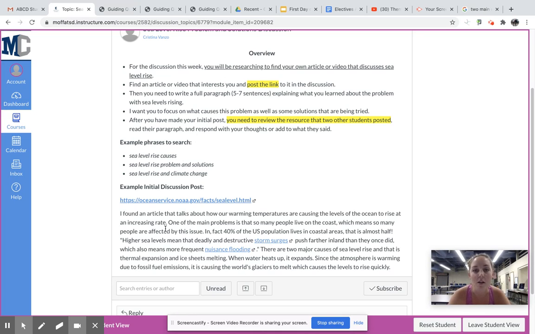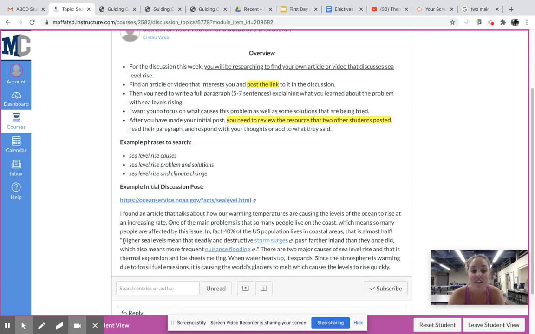I did want to talk about my example a little bit just so that you understand it. You cannot just copy and paste a paragraph from your article. If you do that, I'll have to give you a 0 and you'll have to go back and redo it. So make sure that you're talking in your own words.